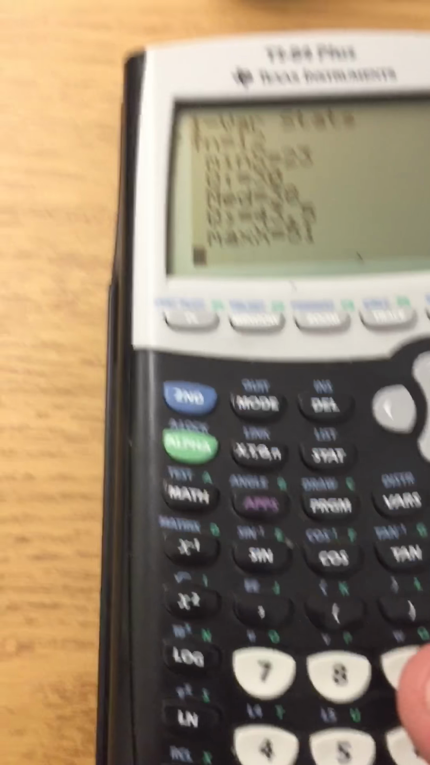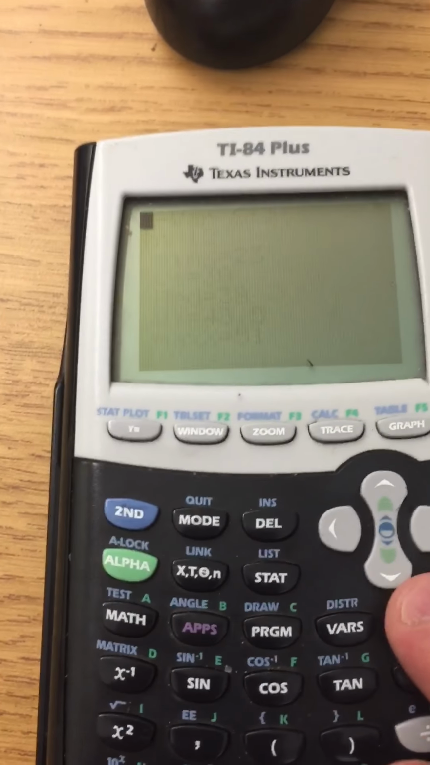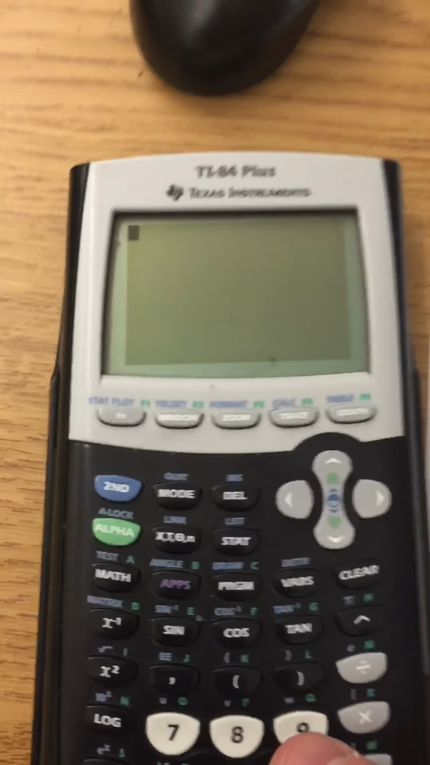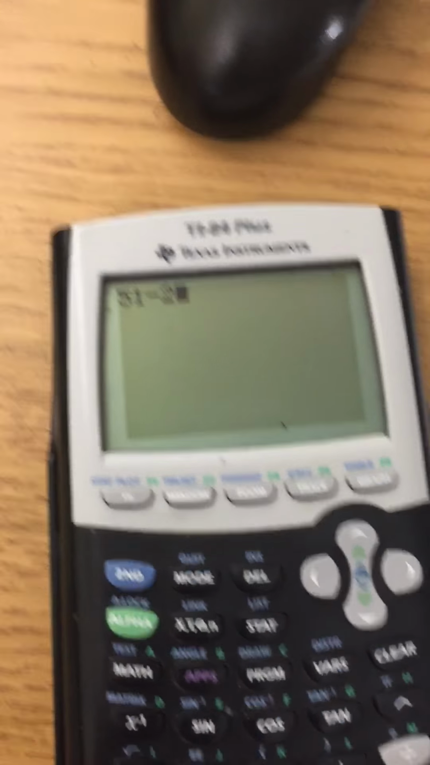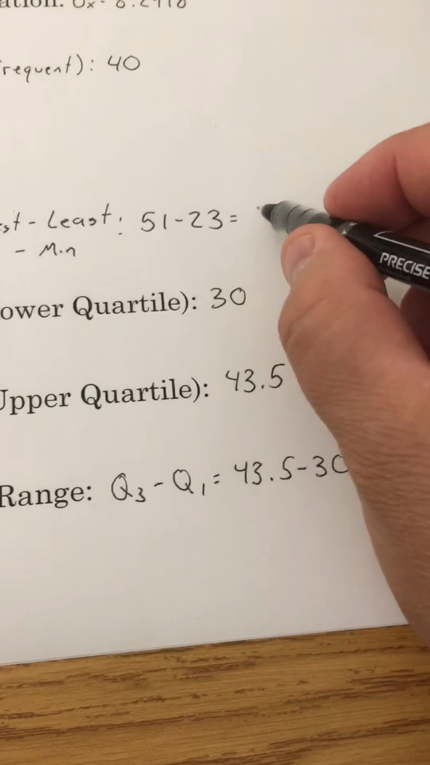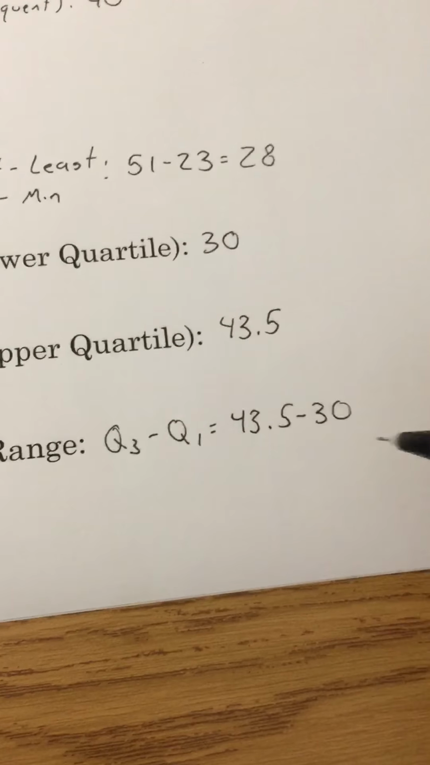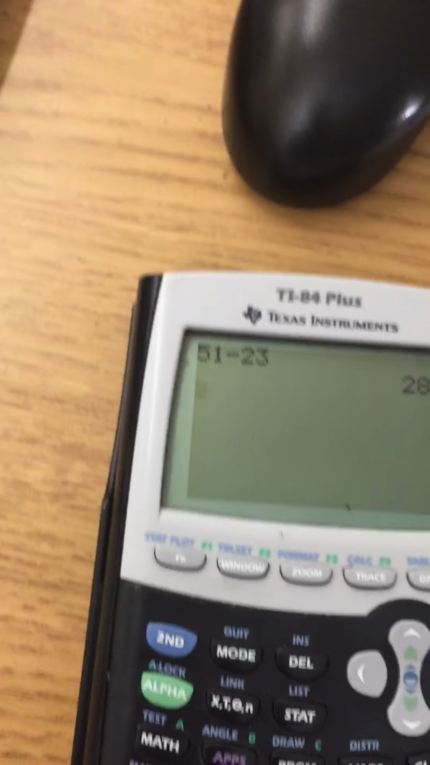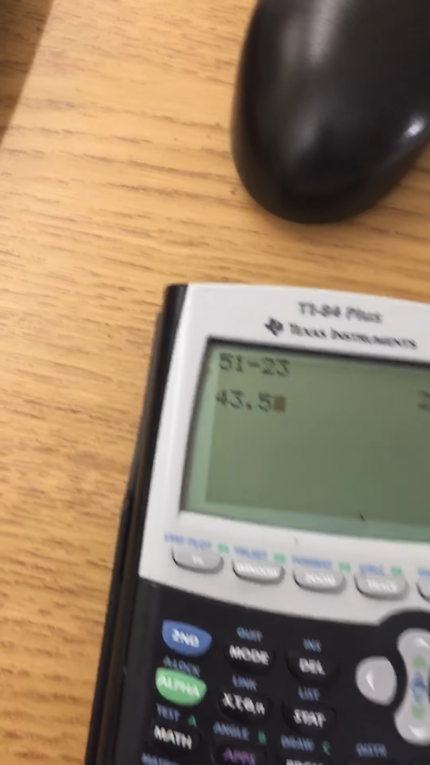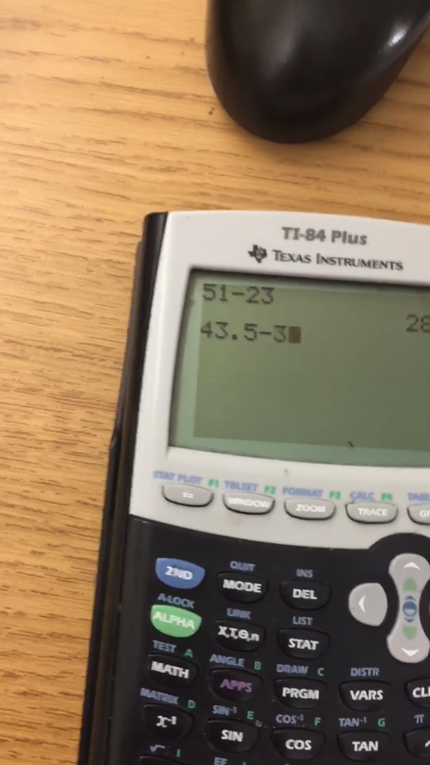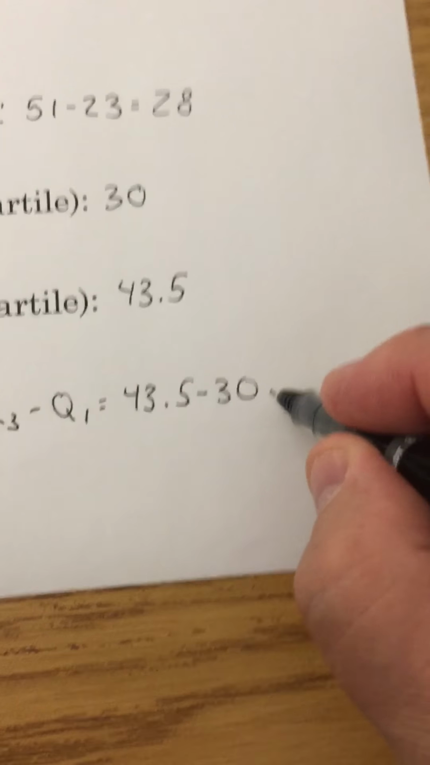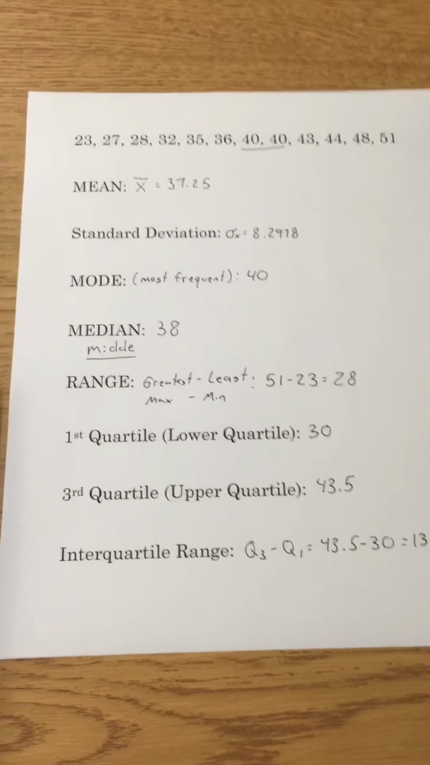So now, once you clear your calculator, that's gone. I can do my range, which was 51 minus 23. So my range, 51 minus 23 is 28. And then my interquartile range, which was 43.5 minus 30, is 13.5.